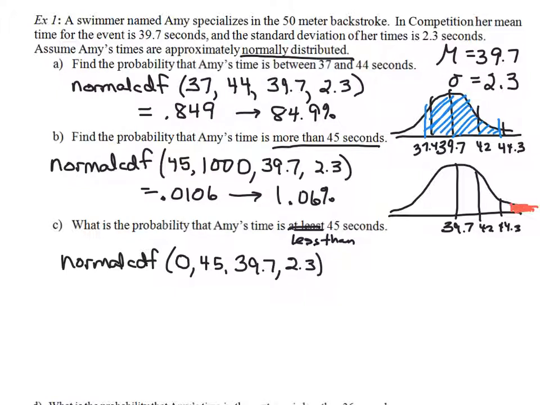And when I press enter on this one, I'm looking at it on my calculator, I'm getting 0.9894. So convert that over to a percent, and that's going to be 98.94%. Now think about it for a minute. What happens when you add together the answer for part B and part C? Think about why we would get that total.